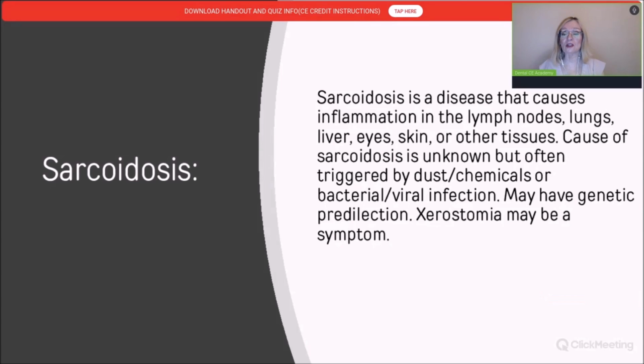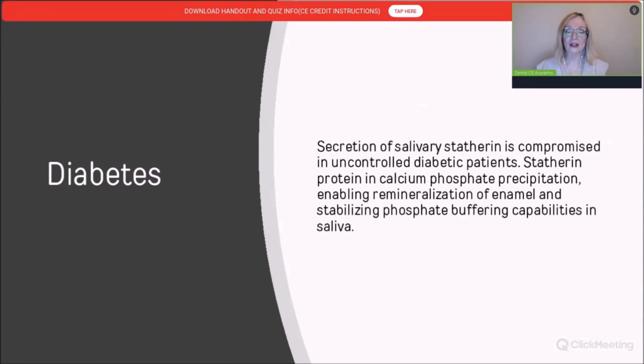All right, sarcoidosis is a disease that causes inflammation of various organs, lymph nodes, skin. It is unknown what causes it, but it is thought to be environmental triggers, dust, chemicals, or a bacterial or viral infection. It may have a genetic predilection, and xerostomia can be a symptom. Diabetes, as we said, salivary statherin is compromised in uncontrolled diabetic patients. So you may see more frequent dental caries in these patients, right?